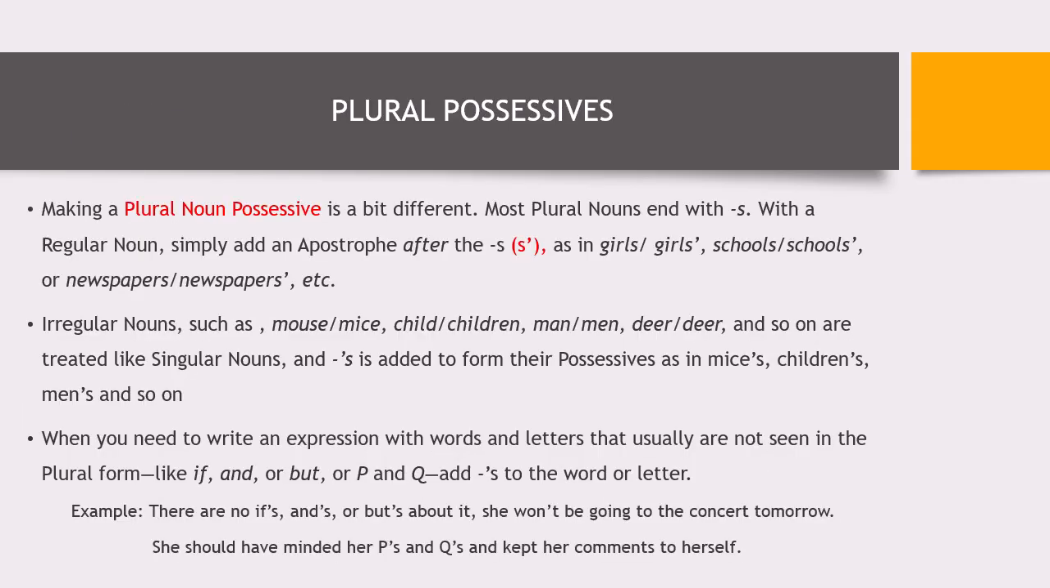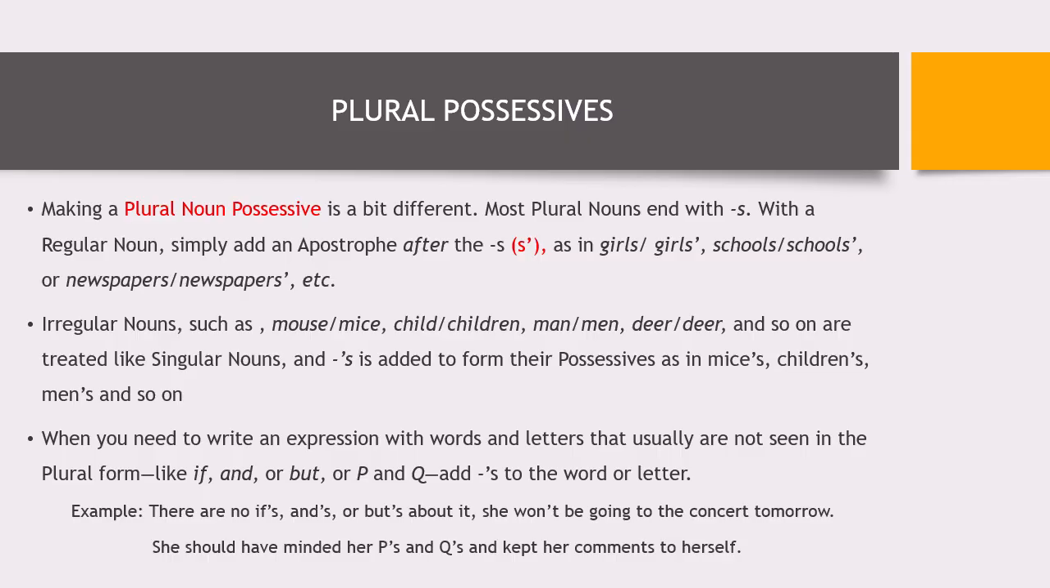Plural possessives. Making a plural noun possessive is a bit different. Most plural nouns end with s. With the regular noun, simply add an apostrophe after the s, as in girls, girls', schools, schools', or newspapers, newspapers'.